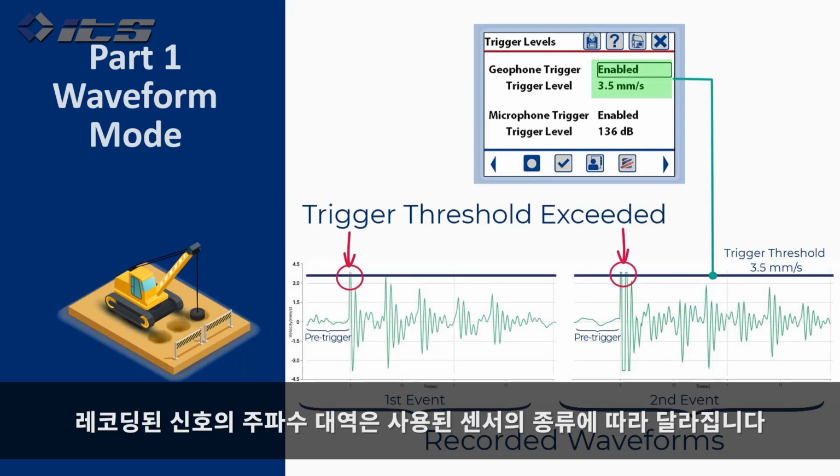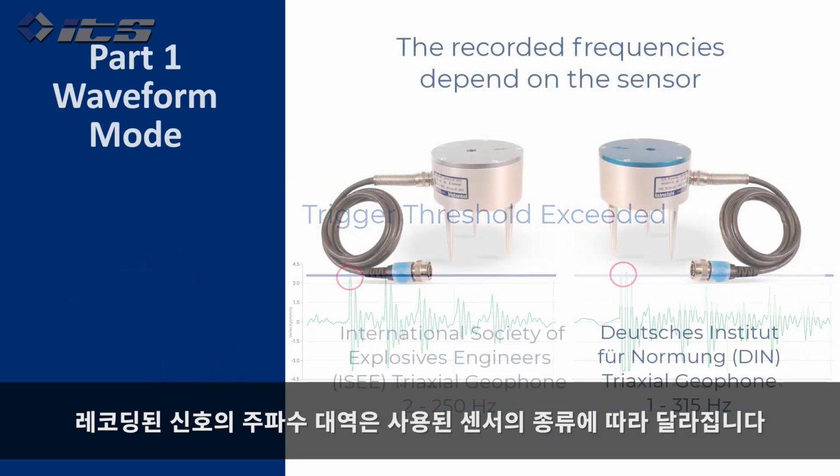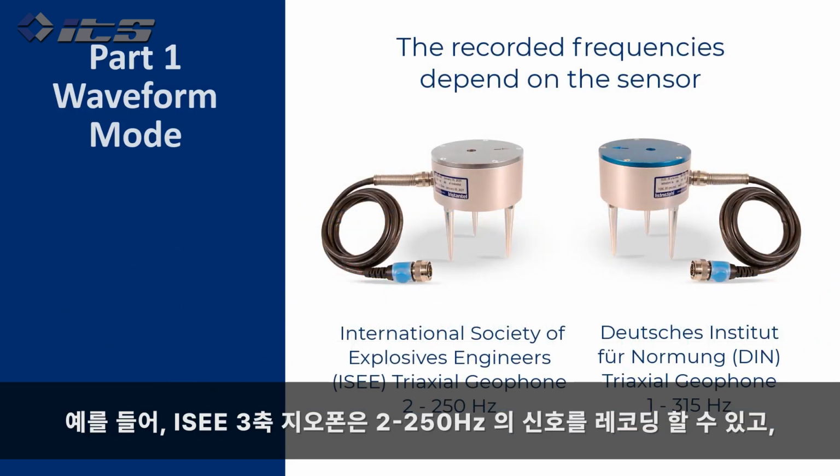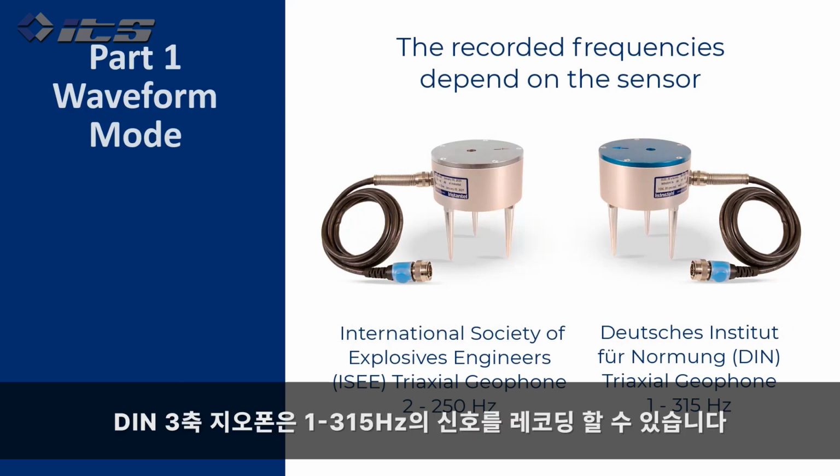The recorded frequencies depend on the sensor being used. For example, an ISE triaxial geophone will record 2 to 250 Hz signals, whereas a DIN triaxial geophone will record 1 to 315 Hz signals.